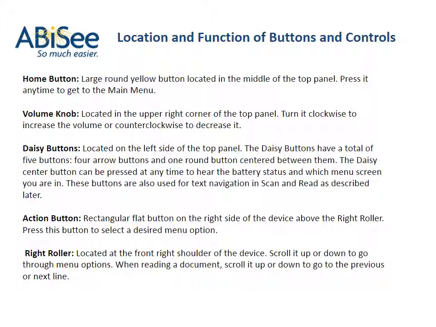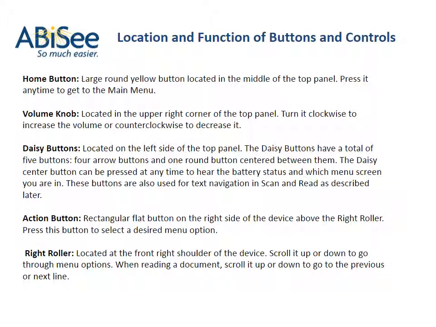Daisy buttons, located on the left side of the top panel. The daisy buttons have a total of 5 buttons, 4 arrow buttons, and 1 round button centered between them. The daisy center button can be pressed at any time to hear the battery status and which menu screen you are in. These buttons are also used for text navigation in Scan and Read as described later.